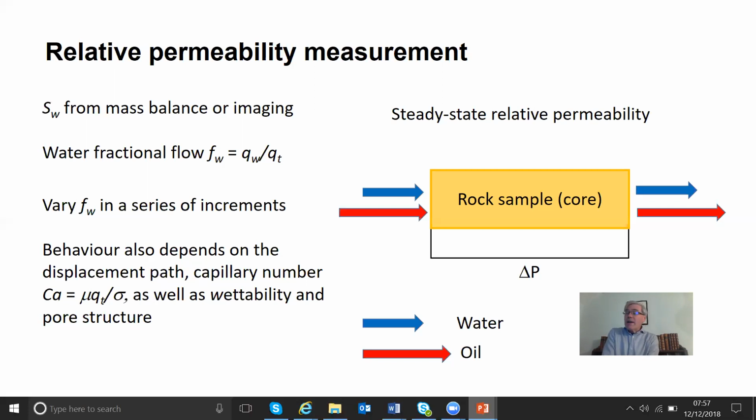So the relative permeability depends on displacement path. It will also depend on flow rate. If I flow much faster, I can push blobs of oil through the pore space. And flow rate is normally encapsulated in what's called the capillary number, written here. The capillary number is a dimensionless ratio of viscous to capillary effects. Mu is the viscosity, normally the viscosity of the phase you're injecting. Qt is the total velocity. Sigma is the interfacial tension between the two. But it will also depend on the wettability, how much each fluid likes the solid surface, and the pore structure itself. Okay, so the relative permeability is not a unique function of saturation.